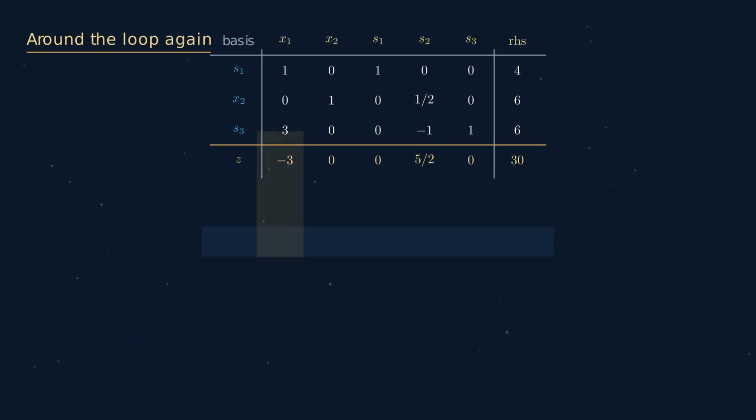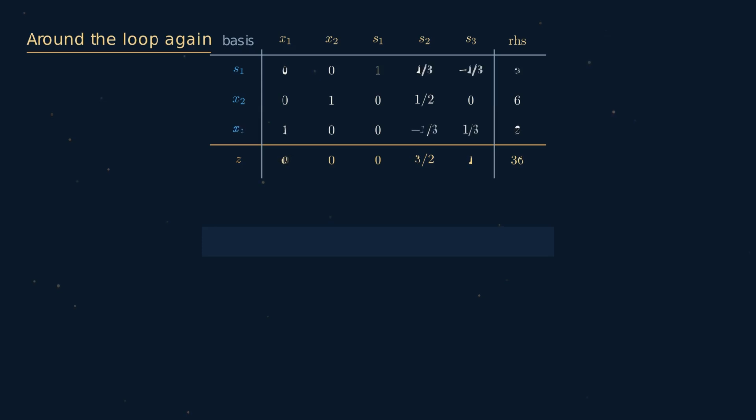Same test, same table. One negative is left in the bottom row, a -3 under x1. Still profit to be had, so we go again. Ratios again: 4 from the top row, nothing from the middle one because its entry is 0, and 2 from the bottom constraint. 2 is smallest, so s3 leaves, and the pivot element is 3.